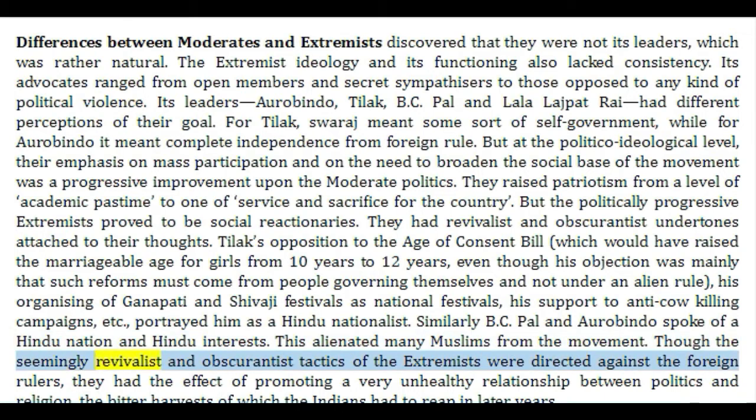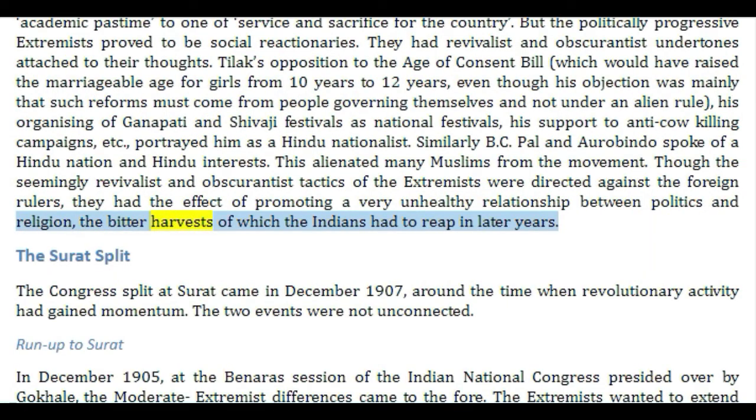Though the seemingly revivalist and obscurantist tactics of the extremists were directed against the foreign rulers, they had the effect of promoting a very unhealthy relationship between politics and religion, the bitter harvests of which the Indians had to reap in later years.